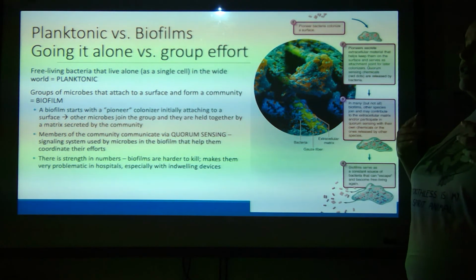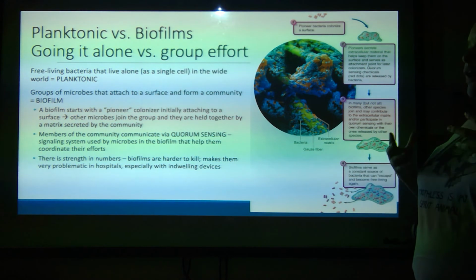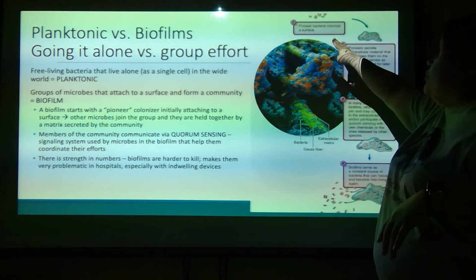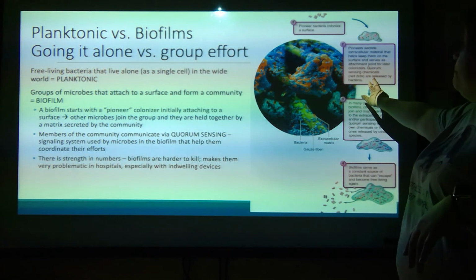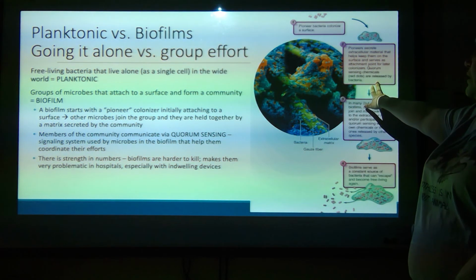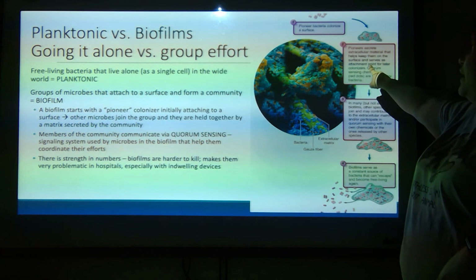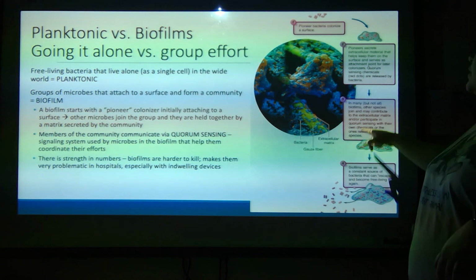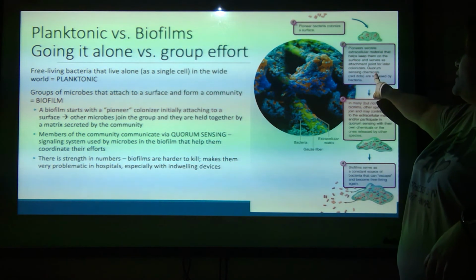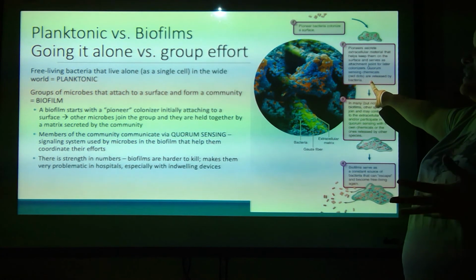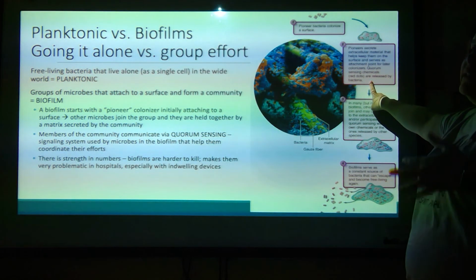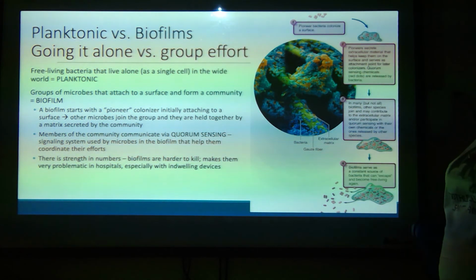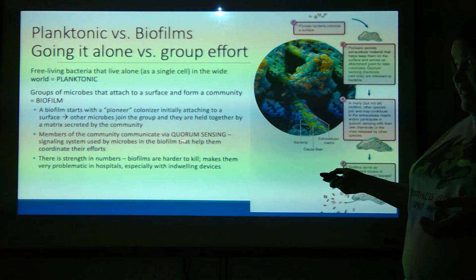Other microbes will eventually join that group, and they're kind of held together by a matrix, by a goo, secreted by that community. So you've got the pioneer bacteria, but as the pioneers secrete that extracellular material, it helps keep them on the surface, and it serves kind of as an attachment point for other or later colonizers. A quorum is basically sensing chemicals that are released by the bacteria. So it's kind of chemotactic. It's basically chemicals to say, hey, we're here if you want to come. Members of the community communicate via quorum sensing.